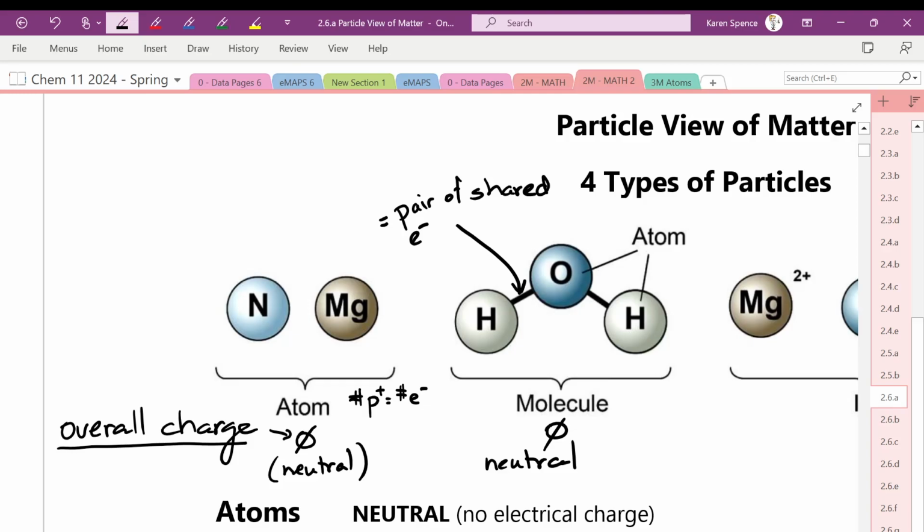You guys know what that's called? It's called a bond. What kind of bond is it called? A which bond? Covalent. Yes, that is a covalent bond. And what types of elements are involved in a covalent bond? Nonmetals only. Yep.